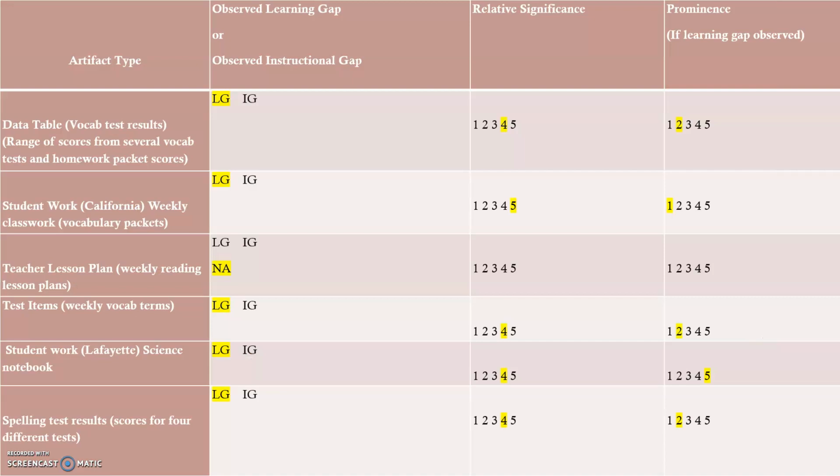This is the document that we used to track our information at this point in the data action model. It helped us understand the importance of each type of data that we collected, and we could more easily see what each piece of data represented regarding learning gaps and instructional gaps.